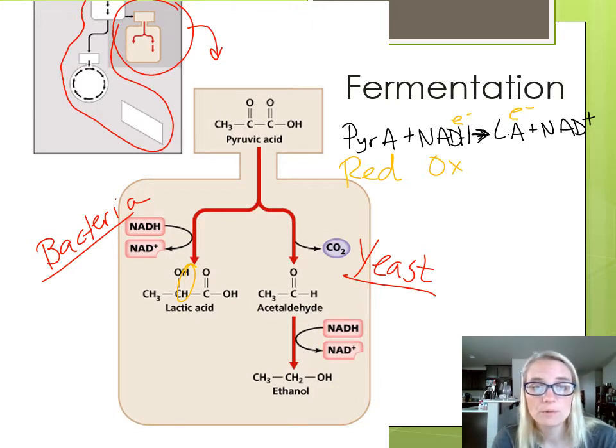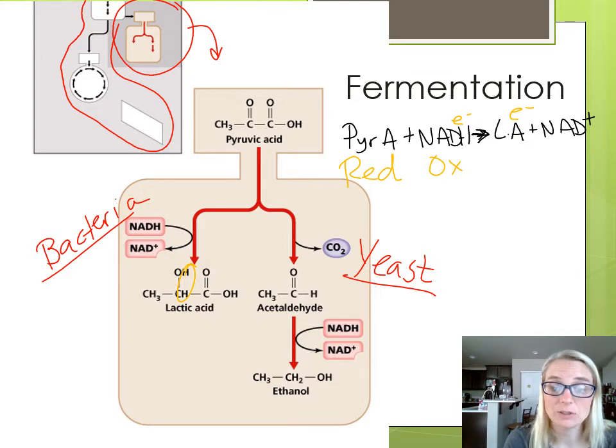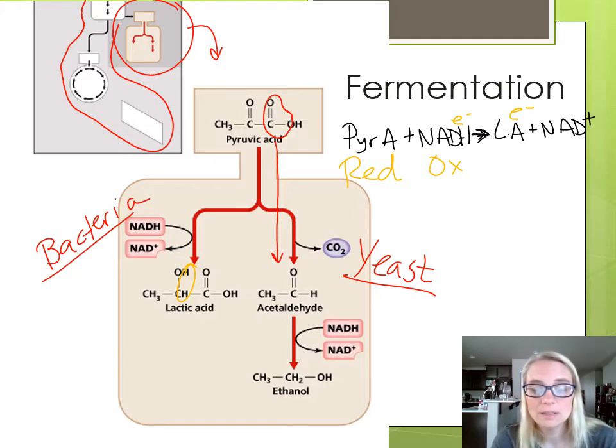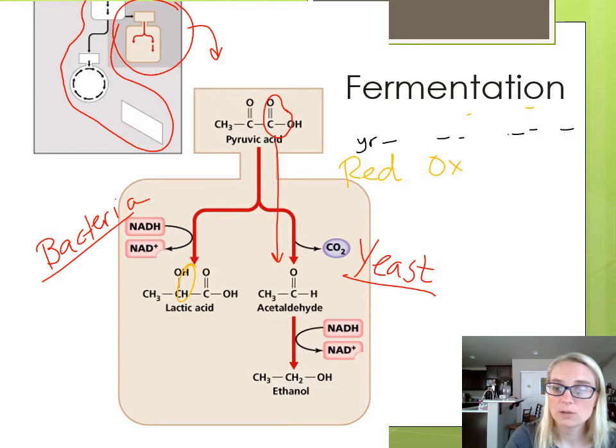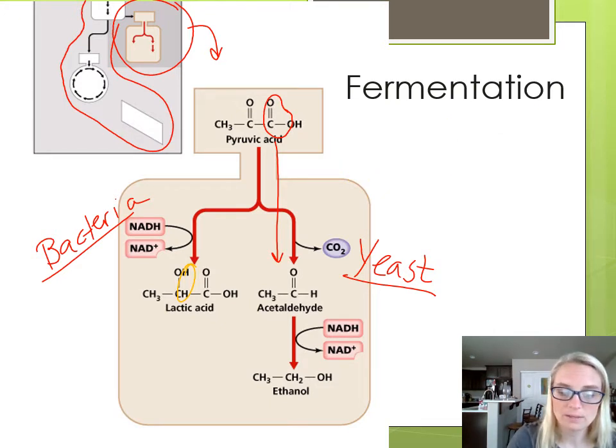So first, the pyruvic acid is decarboxylated. So we lose some of the CO2. So from a pyruvic acid to acetaldehyde, right? So we're losing that CO2 when we go here. So acetaldehyde to another redox reaction. Let's see if you guys are picking up on this fermentation redox pathways.